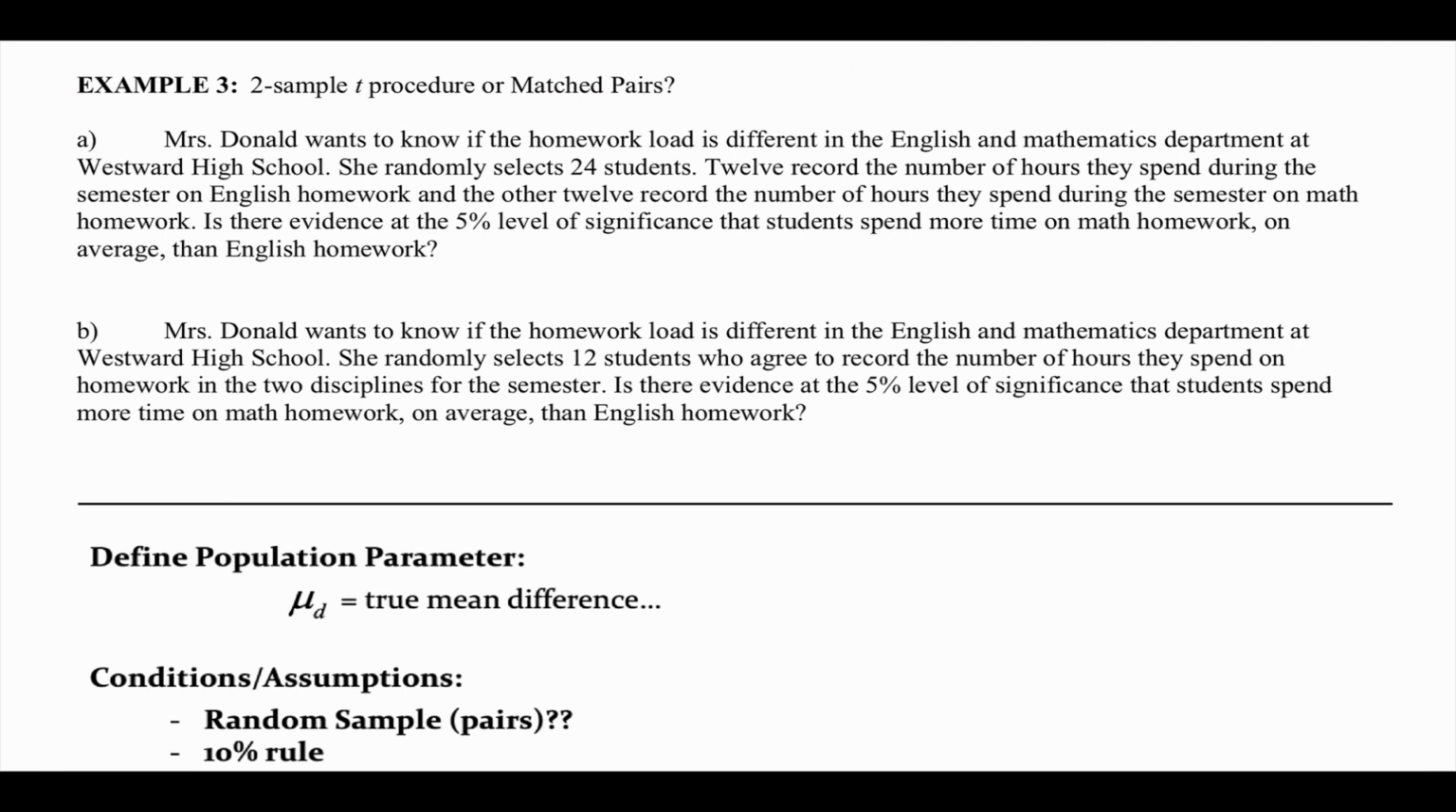So Mrs. Donald wants to know if the homework load is different in the English and mathematics departments at Westbrook High School. She randomly selects 24 students. 12 record the number of hours they spend during the semester on English homework, and the other 12 record the number of hours they spend during the semester on math homework. Is there evidence at 5% that students spend more time on math homework than on average in English homework? So are we talking about groups or are we talking about individuals here?